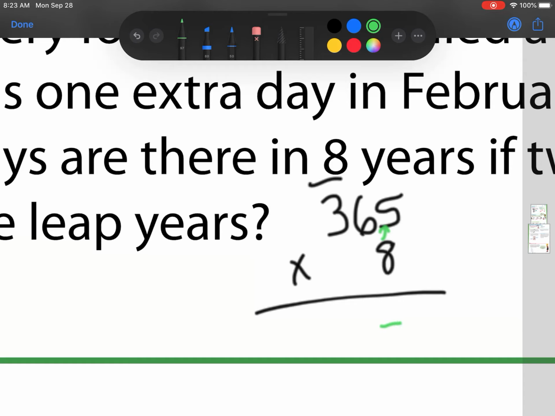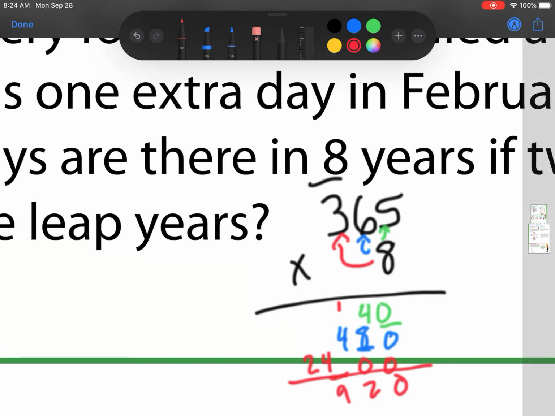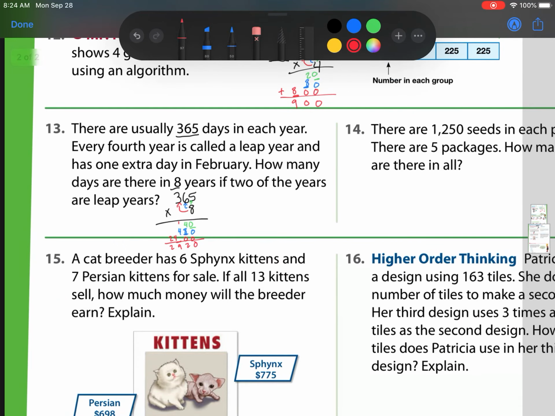Well, I'm in my ones, so 8 times 5 is 40. Now I go to my tens place value, so I add a 0 here so I can start writing my tens. 8 times 6 is 48. And now my last one is my hundreds. So I'm in my hundreds place value. So 8 times 3 is 24. So what do I get? Well, I get 0, 12, regroup the 1, and that one got a little slanted, but it's a 9. 1 plus 4 is 9. And 2. So my answer is 2,920. But wait, remember it says there's these extra days called leap years.